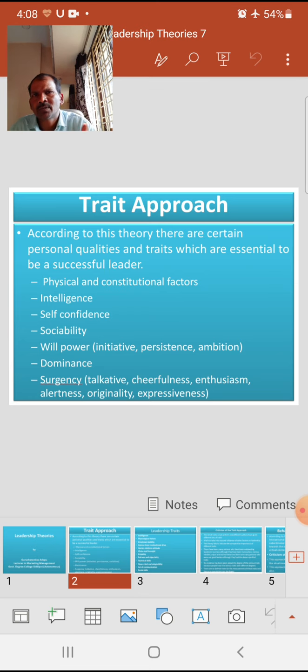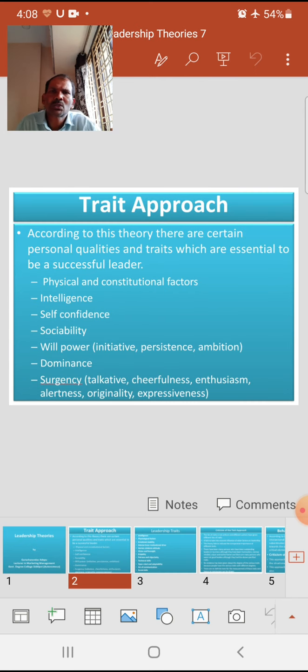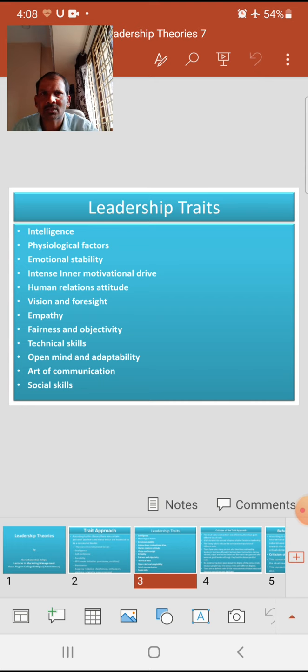In a later study, Ghiselli found very different qualities related with leadership success. They are supervisory ability, achievement motivation, self-actualization, intelligence, self-assurance, and decisiveness. The study of the lives of successful leaders reveals important traits possessed by many of them. We'll see what those are.